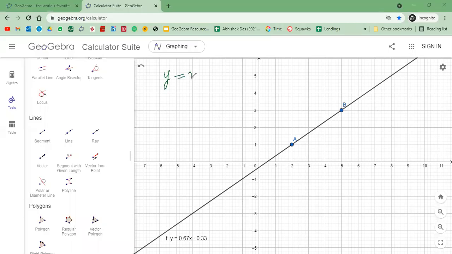Y equal to mx plus c, where m is the slope and c is the y-intercept, right? So we can say that for this case, 0.67 is the slope and negative 0.33 is the y-intercept. Right? Now, what is this y-intercept?